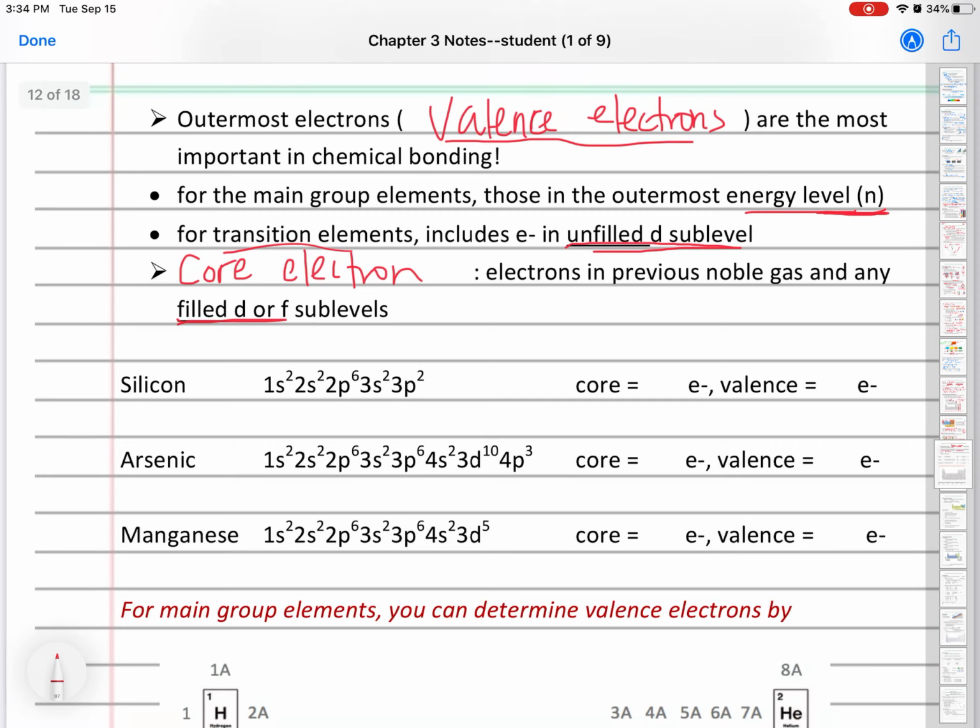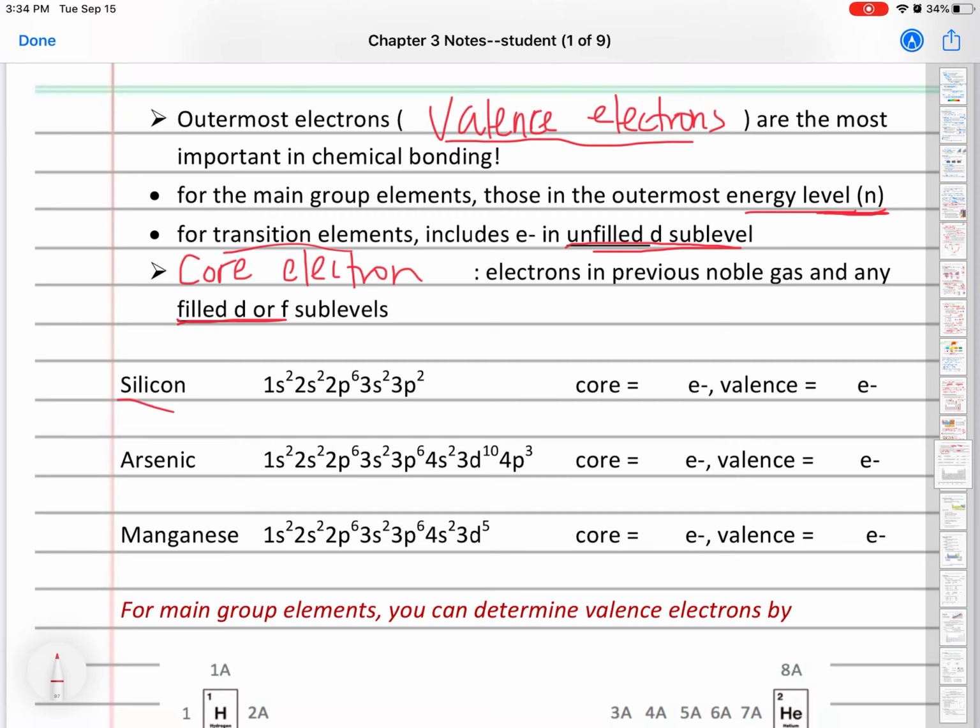Okay, for example, we've got 3 examples here. Silicon is a main group element. It ends in p2, so you can find it in the p block. For main group elements, anything in the highest energy level counts, and here the highest energy level is 3. So all of the energy level 3 electrons are valence electrons. There are 2 in the s and 2 in the p, so there's a total of 4 valence electrons. The rest of them, 2 plus 2 plus 6, are core electrons. So there are 10 core electrons and 4 valence electrons, which add up to 14, silicon's number on the periodic table.